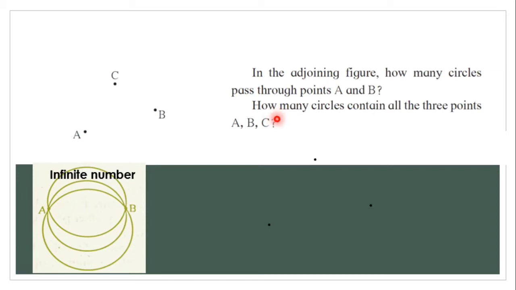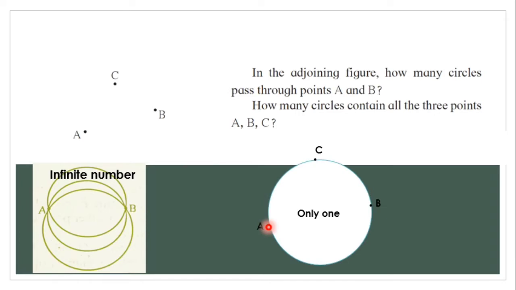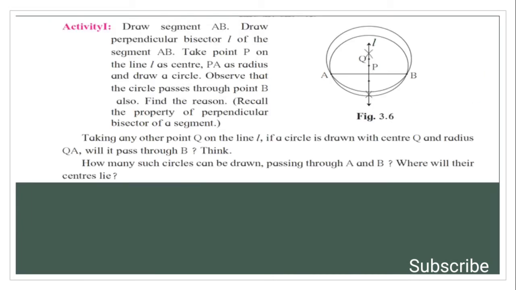Now the next question is: how many circles contain all the 3 points A, B, C? We have to draw a circle like that. It should pass through these 3 points at the same time. So our answer is only one circle can pass through these 3 points. Now let us see one more activity.